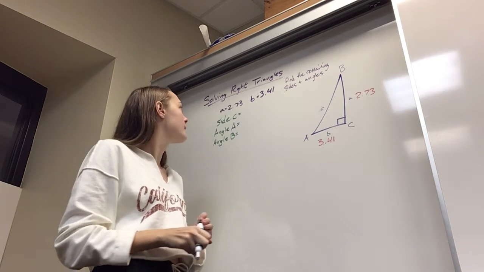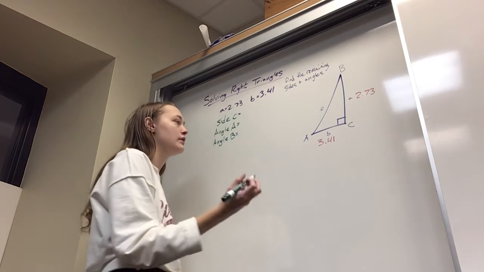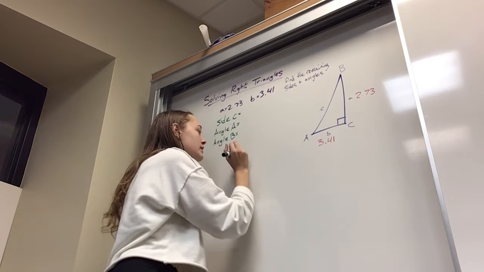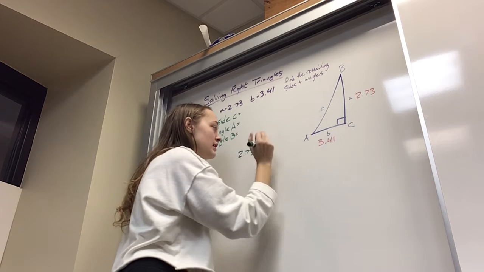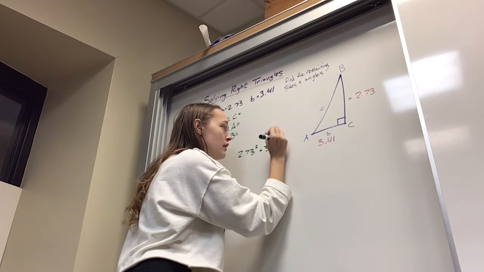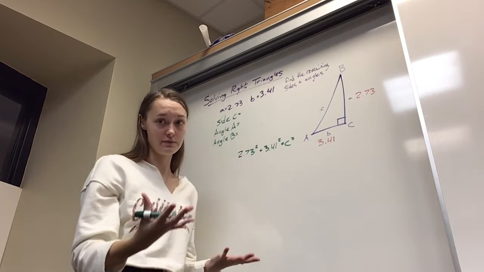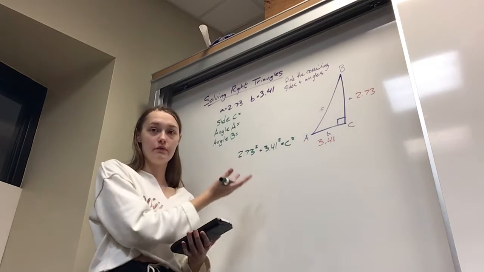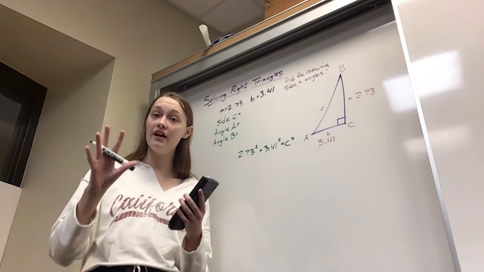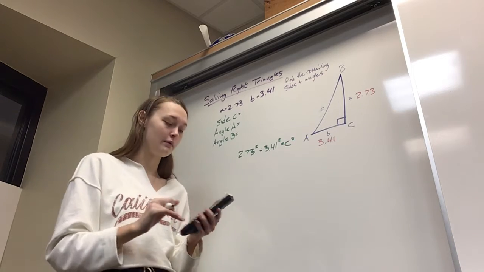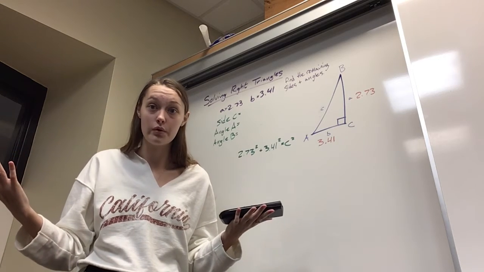So how do we do that? Well, side C, it's a right triangle, and we can use the Pythagorean theorem. So if we do this, we have side A is 2.73, and we square it, and side B is 3.41, and we square it, equals C squared, because the Pythagorean theorem, A squared plus B squared equals C squared. And then from this point, we can use our calculator and figure out what C is. I'm going to cut to me solving C, using my calculator and solving for C using normal algebra.